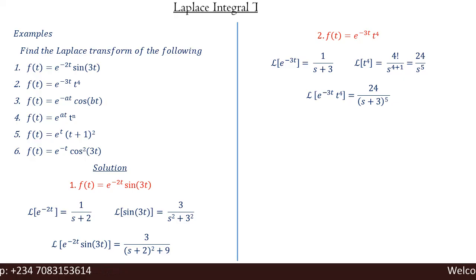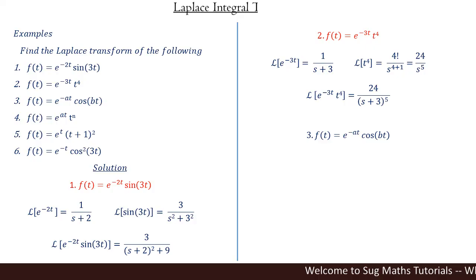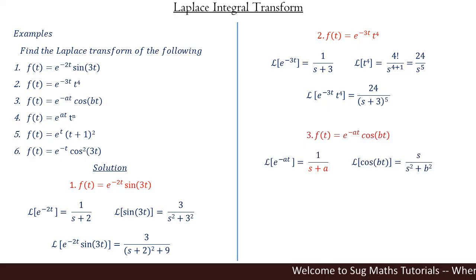Now, number 3. We have f of t is equal to e raised to the power of minus at cos bt. Laplace transform of this. Now, let's take their individual Laplace transform, okay? Now, the Laplace transform of e raised to the power of minus at is going to give us 1 all over s plus a. Are we together?